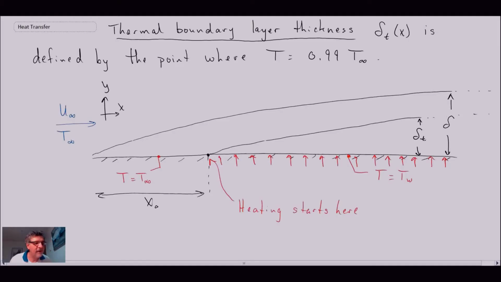So that is a case where we could have a plate where we do not have heating at the beginning, but then it eventually starts. Now, if x naught was 0, then obviously the heating would be at the beginning, but the boundary layer and the thermal boundary layer may not grow at the same rate. They could grow at different rates, so just be aware of that.